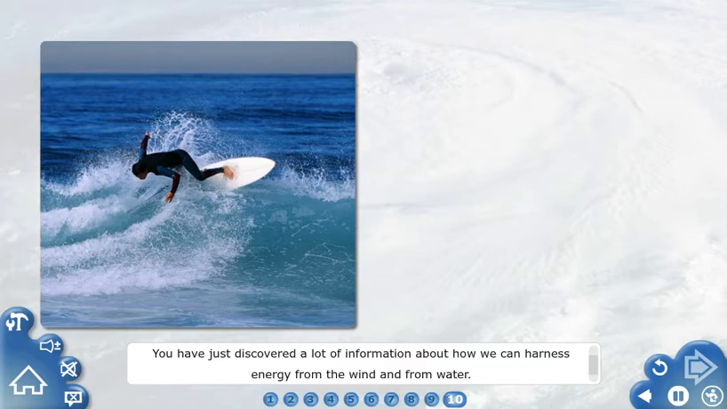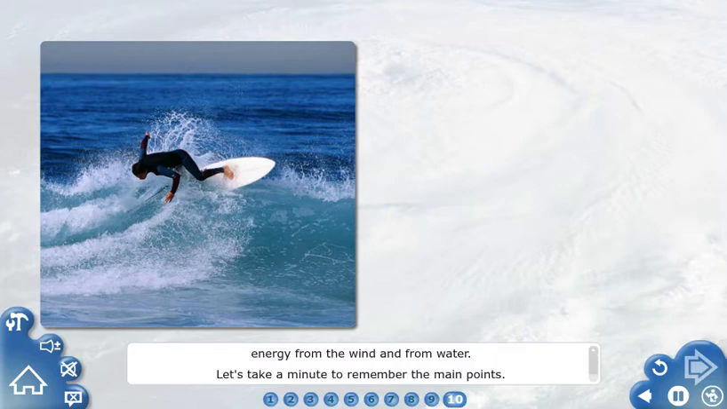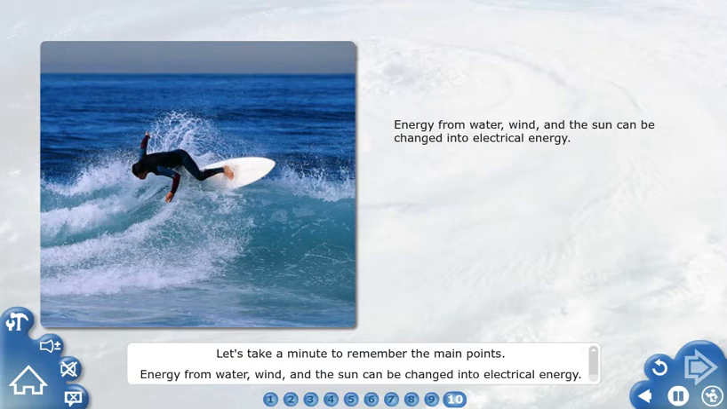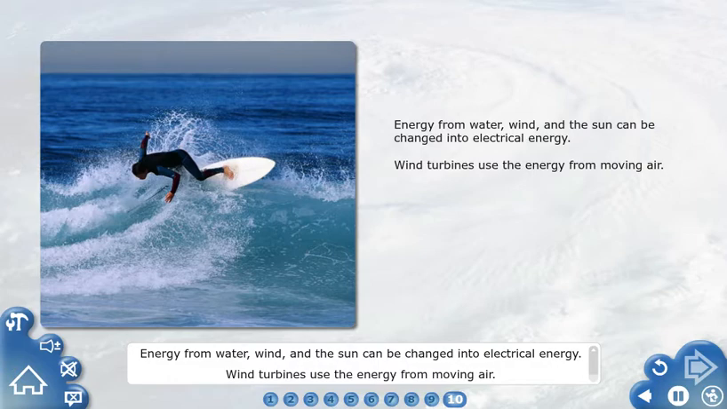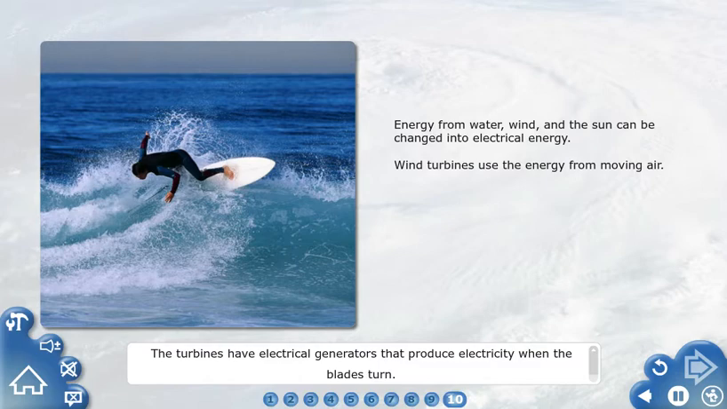You have just discovered a lot of information about how we can harness energy from the wind and from water. Let's take a minute to remember the main points. Energy from water, wind, and the sun can be changed into electrical energy. Wind turbines use the energy from moving air. The turbines have electrical generators that produce electricity when the blades turn.